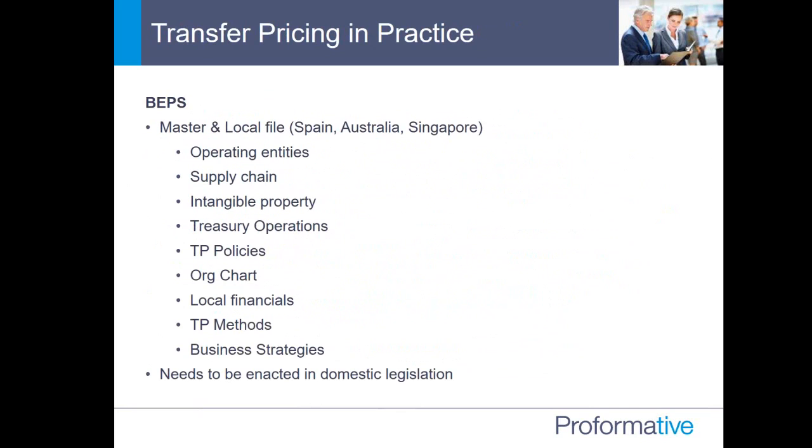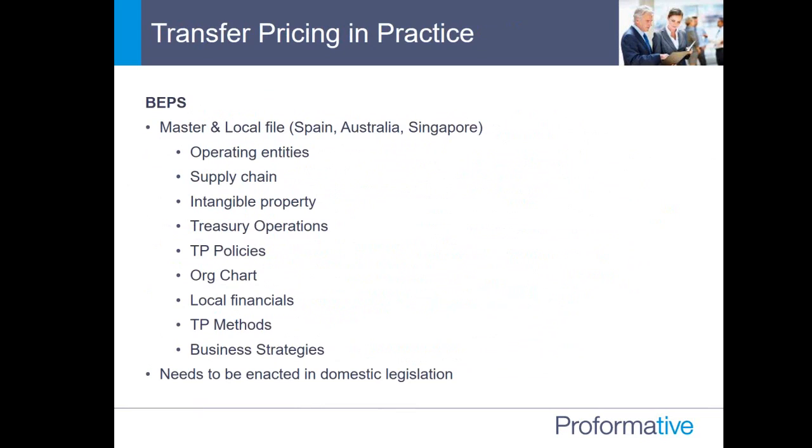The second key output from the BEPS initiative is the master and local file for transfer pricing purposes. This has already been enacted by Spain, Australia and Singapore, and it really takes a holistic view of what the overall group looks like in terms of which entities are doing what in the group, how the supply chain operates, where the value is being added in the whole worldwide group.